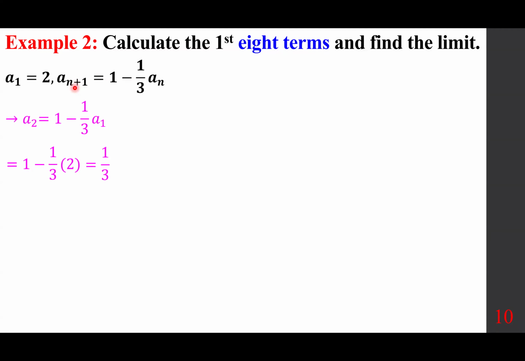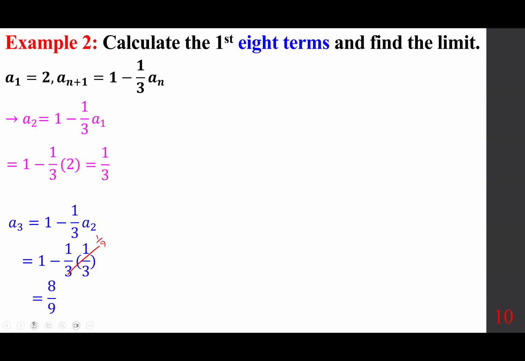According to this formula, if I want a sub 3, n plus 1 is 3, n is 2. A sub 3 is 1 minus 1/3 a sub 2. In other words, if you want any term, pick 1/3 of the previous one and subtract it from 1. So 1 minus 1/3 of 1/3. As you know, 1/3 of 1/3 is 1 over 9. So 1 minus 1 over 9 is 8 over 9.